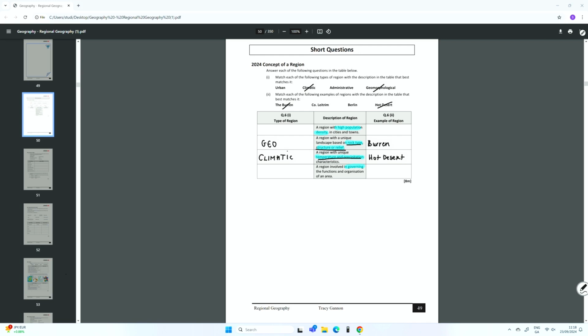The last two we have here is urban and administrative. Now, once I see the word governing down here, I'm thinking administrative.